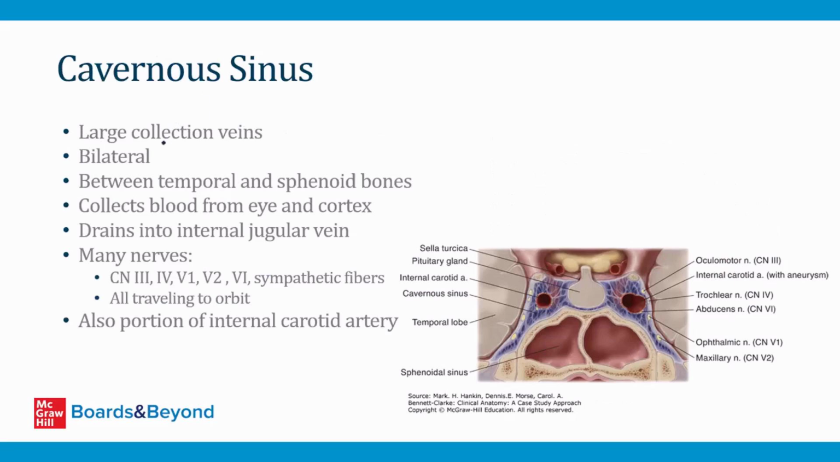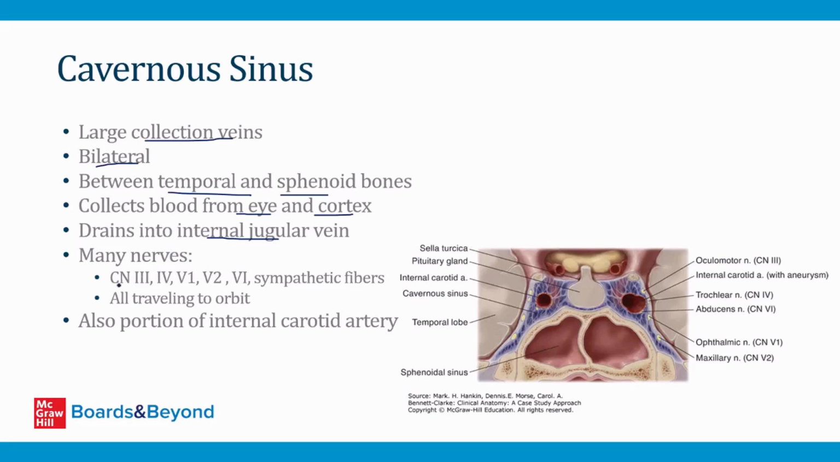So the cavernous sinus is a large collection of veins. It's a bilateral structure. There's one on the left and one on the right, and you can find it between the temporal and the sphenoid bones of the skull. And what it does is it collects blood that's draining from the eye and the cerebral cortex, and it feeds it into the internal jugular vein. But what's special about the cavernous sinus is that within this collection of veins, there are also nerves and a portion of the carotid artery.